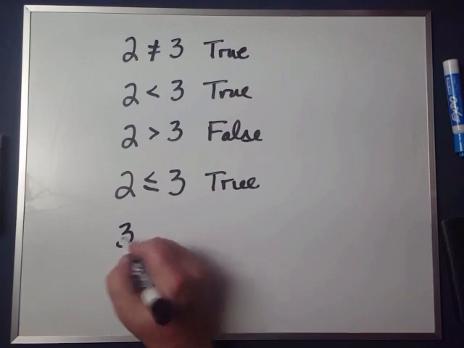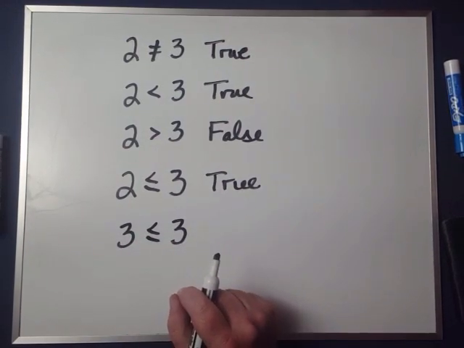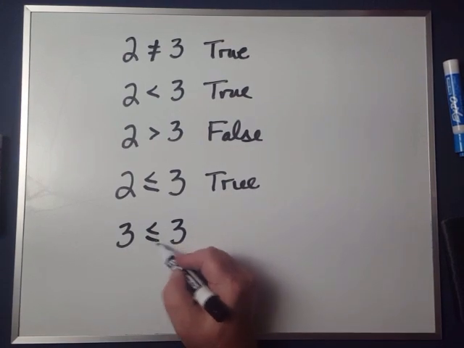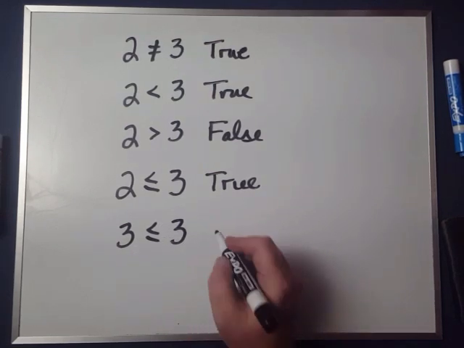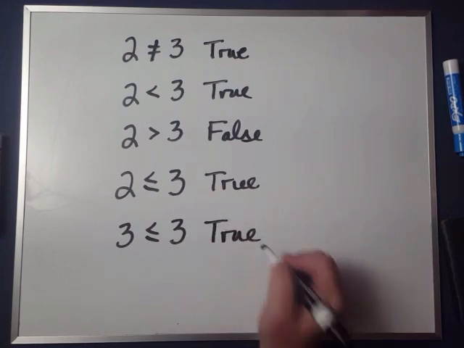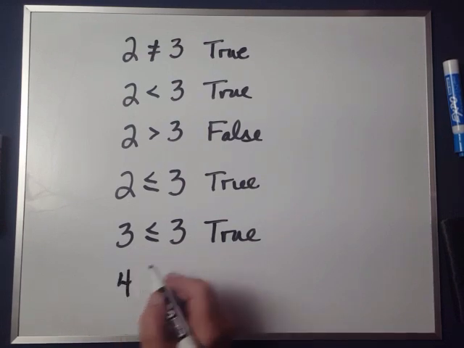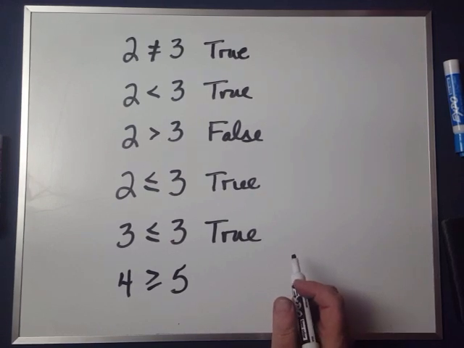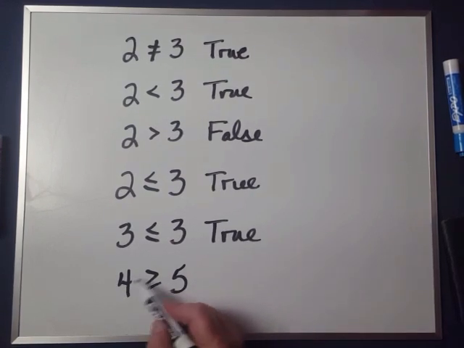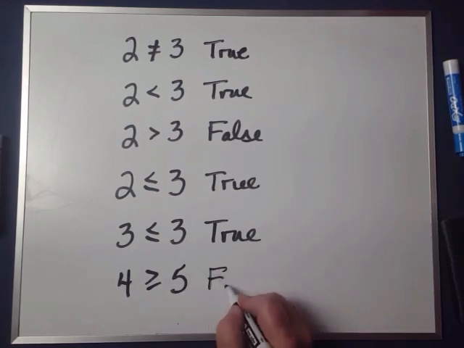Well, then what about 3 is less than or equal to 3? True or false? Well, that's true because it's equal to, and we said or. 3 is equal to itself, so that's true. How about 4 is greater than or equal to 5? True or false? Well, 4 is not greater than 5, and 4 is also not equal to 5. So this is a false statement.